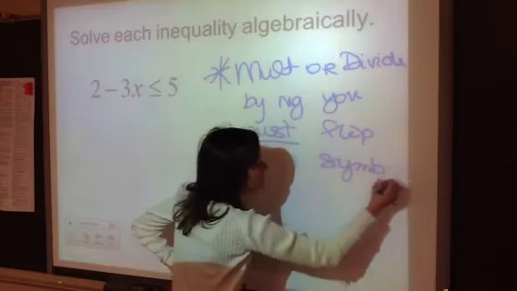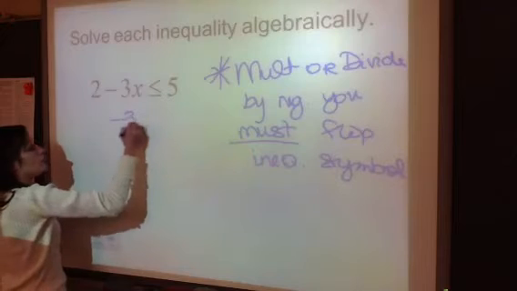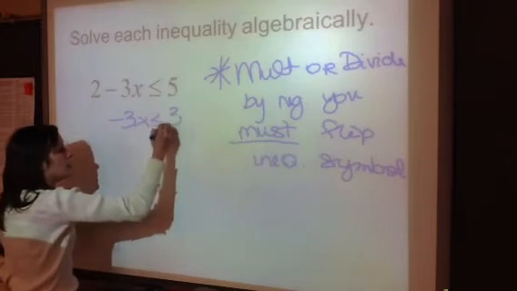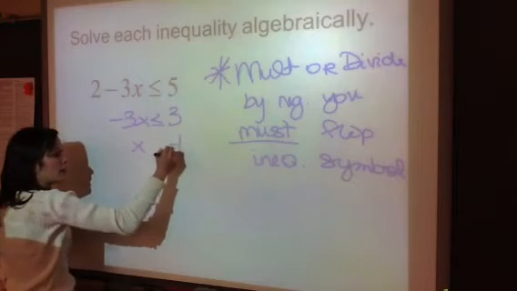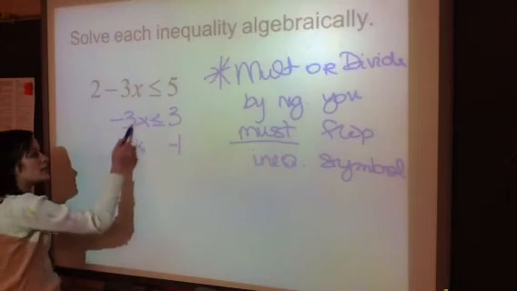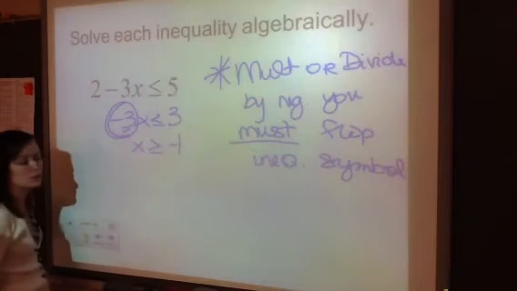So let's solve this just like we would an equation. We would move the 2 by subtracting. You would divide by the negative 3, so you get negative 1. Since this was a negative 3 that you divided by, you flip your inequality symbol, and you're done.